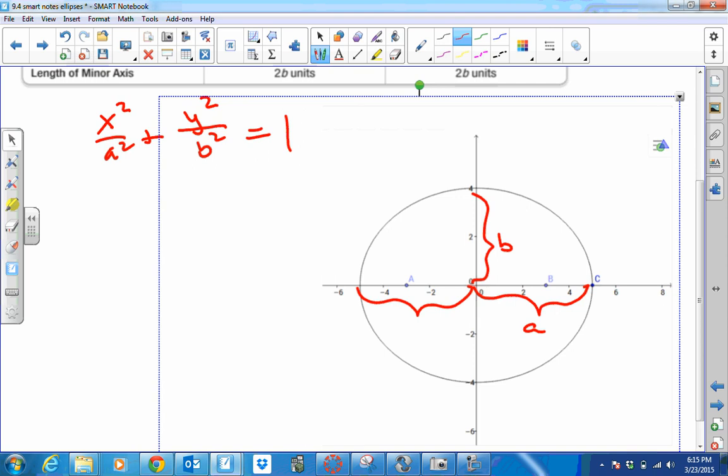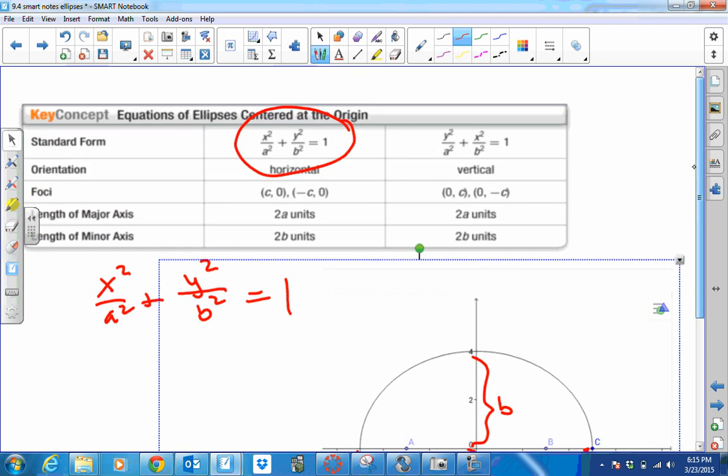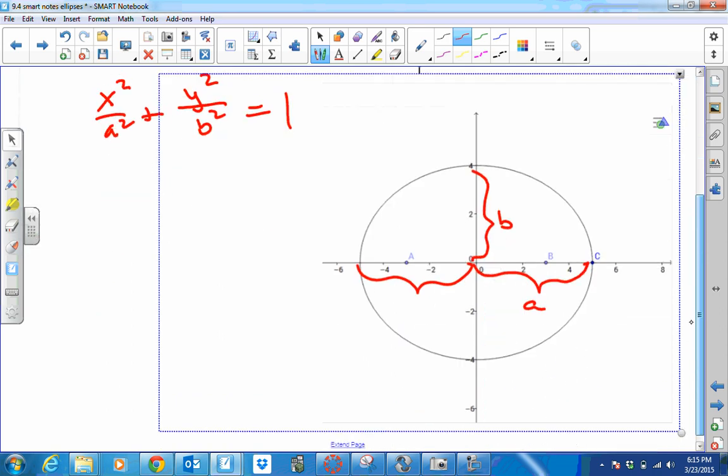So all you have to do is look at the equation, and whatever is underneath the x squared is how far the ellipse goes in the x direction. Whatever is underneath the y is how far the ellipse goes in the y direction. The book actually gives you two formulas, but if you always remember that whatever's underneath the x goes with the x, and whatever's underneath the y goes with the y, you really only need one formula.